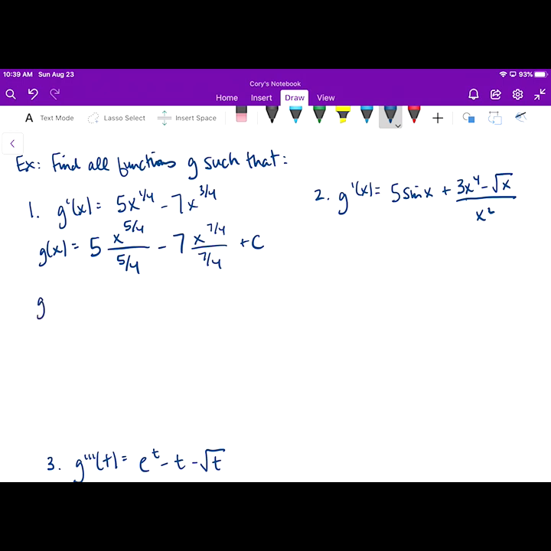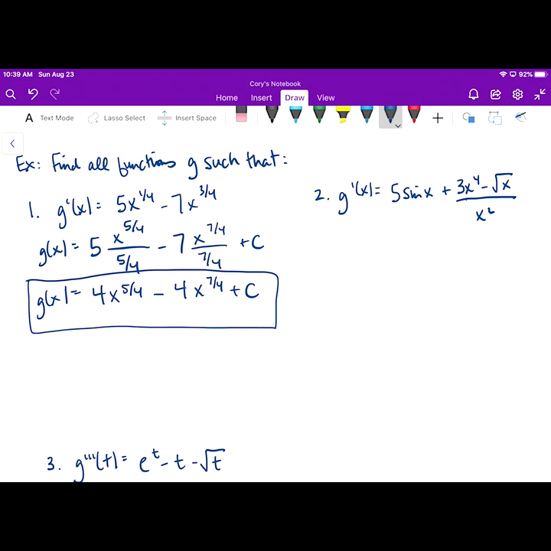Okay, so we just want to go through and simplify this. Dividing by 5/4 is the same thing as multiplying by the reciprocal 4/5. So if I multiply 5 times 4/5, that makes the coefficient become 4. x to the 5/4 power minus, dividing by 7/4 is the same thing as multiplying by 4/7. So 4/7 times 7 makes the coefficient 4, times x to the 7/4 power, plus the constant c. So that function g is the antiderivative of g prime.